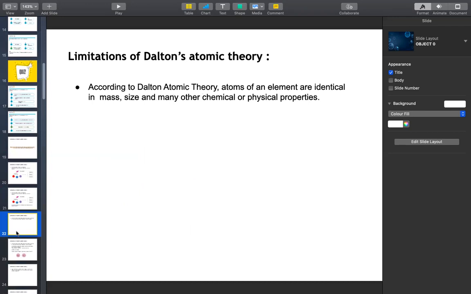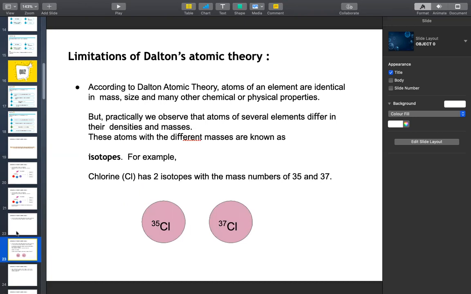According to John Dalton's atomic theory, atoms of an element are identical in mass, size, and many other chemical or physical properties. That is according to him. But practically, we know that there exist isotopes. Two isotopes have different masses but the same atomic number. So here also Dalton failed in explaining this.